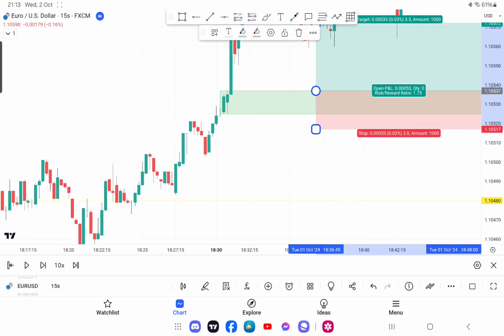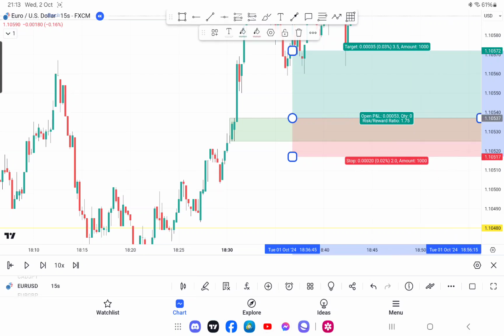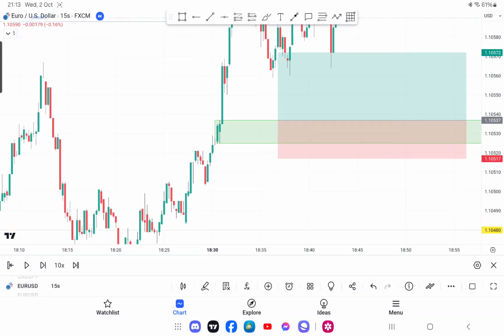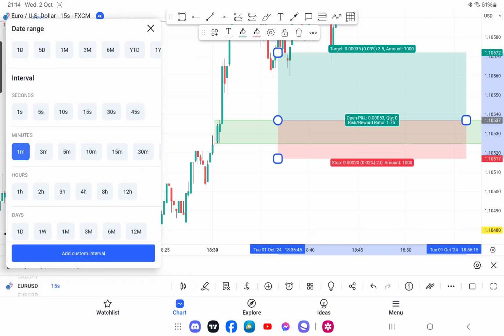Again, my broker's real tight, it's pretty much 0. It flicks between 0 and 1 on Euro USD, so things are pretty tight, but always give a little bit of allowance for the differences between your broker and TradingView. But I'd be more than happy with that.